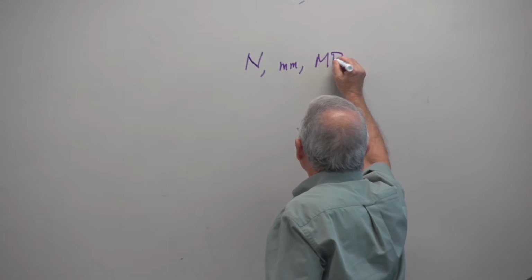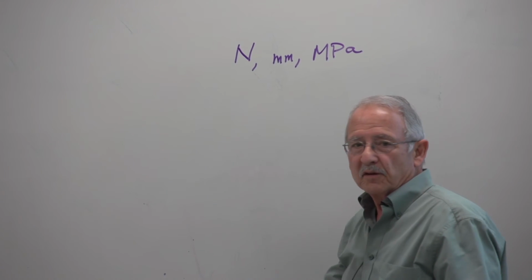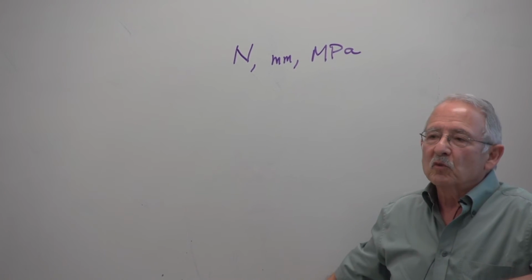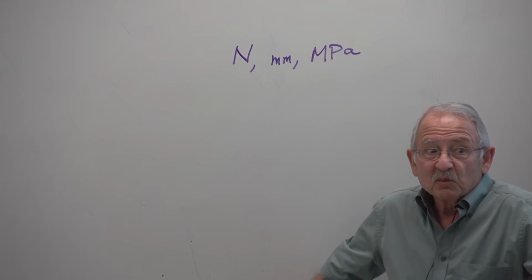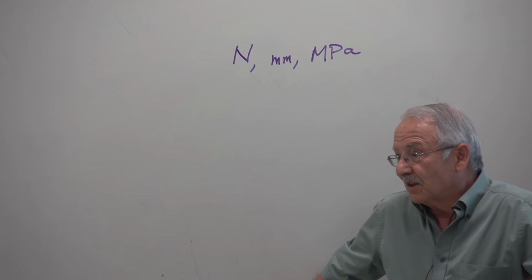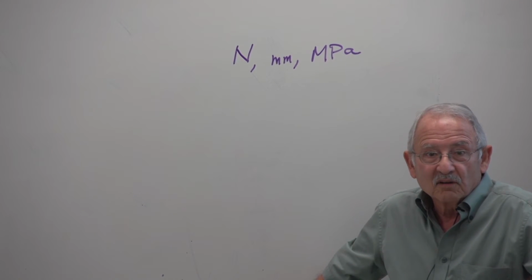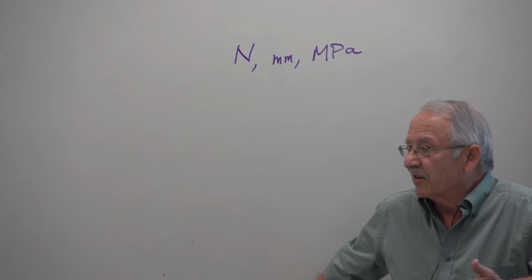millimeters, and MPa, everything will come out correct. You don't have to worry about, do I need to multiply by 10 to the 6 or divide by 10 to the 6 or 1,000 or 0.001, none of that.